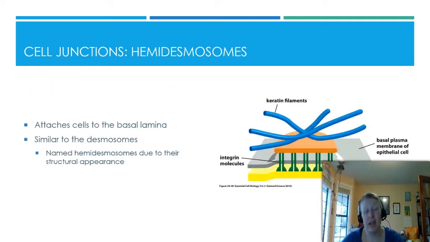So desmosomes and adherens junctions help hold cells together. But what holds them to the basal lamina, which is important because, as I said, we want to make sure our tissues stay attached to where they need to be? And these are done by hemidesmosomes. And these are so named because they look like half a desmosome. And you can see that here on this picture. And once again, it's really similar. It's connected to integrin molecules through the cadherins, and this is what holds the cells to the basal lamina.